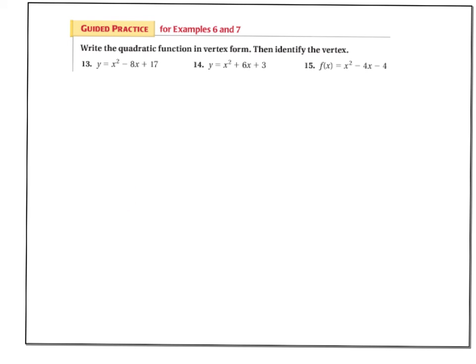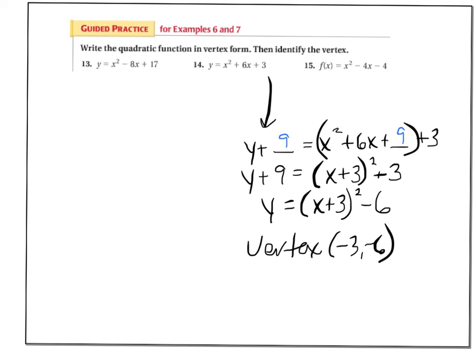All right, you do number 14. Pause the video, follow example 13, and come back when you're ready. Pause the video. And there's your answer.